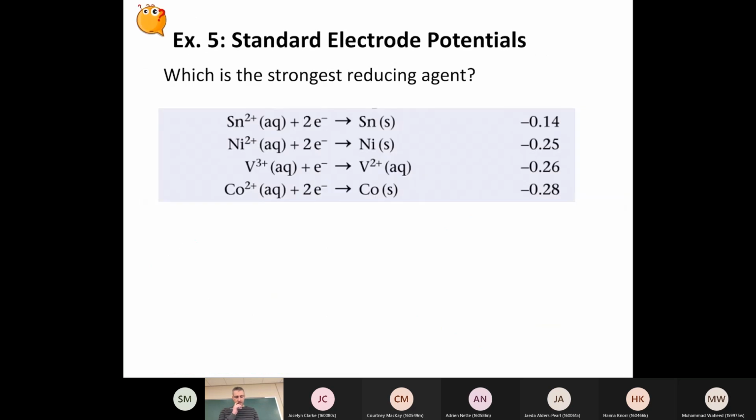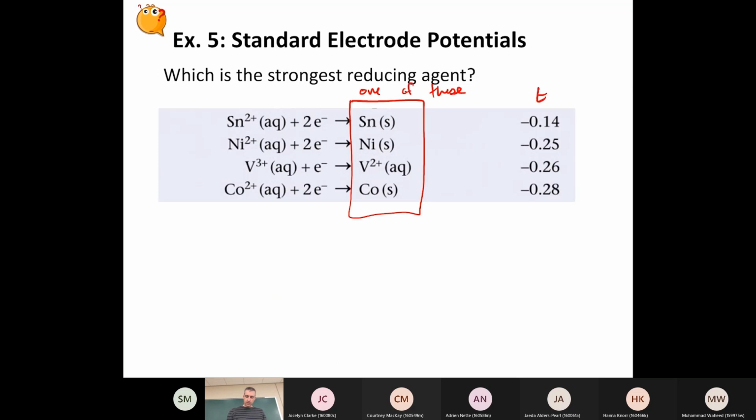So here's a question. Which is the strongest reducing agent? A reducing agent is something that reduces something else. To reduce something else, it needs to give electrons to it. So we have to pick something here that's going to donate electrons. That means it's got to be something here on the right-hand side, because the other ones are all ions already. They have no electrons to donate. It's got to be one of these.